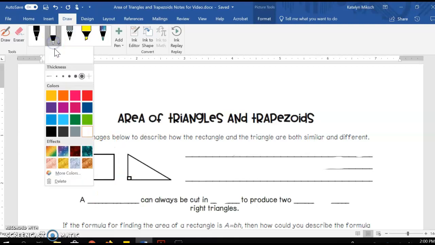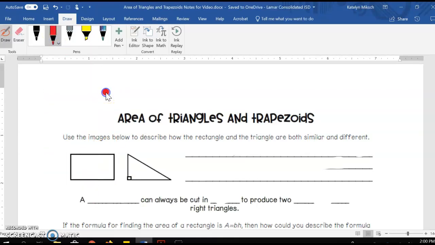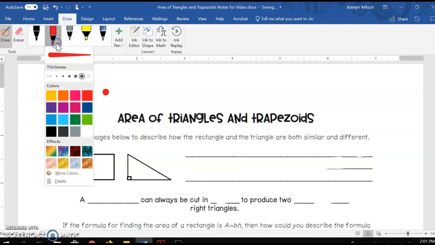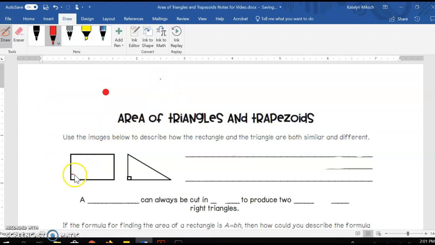We should know, hopefully, that rectangles, part of what makes them special is the fact that they have right angles at their corners, just like this triangle does. And we've talked about this in class before. Whenever you see that little box, that is showing you that you have a right angle. So think about how they are similar and how they are different. Rectangles have 4 sides, triangles have 3.